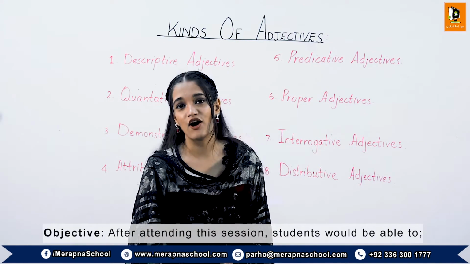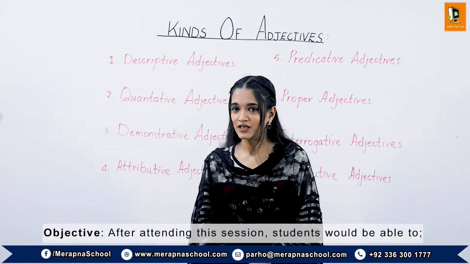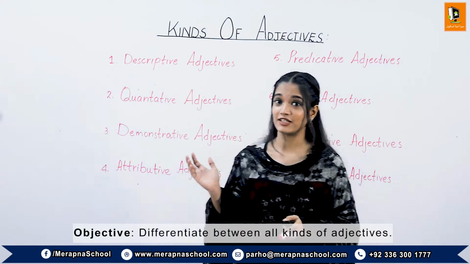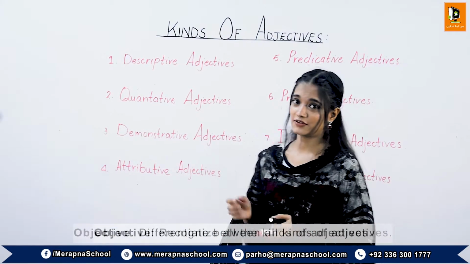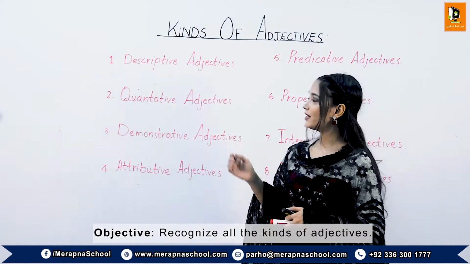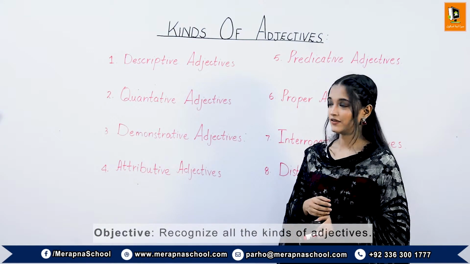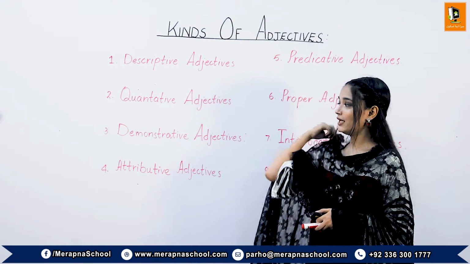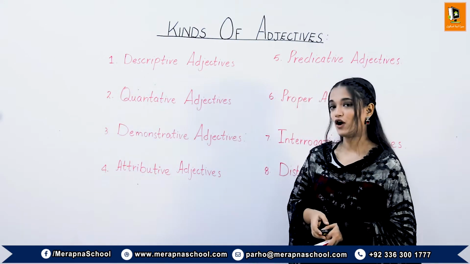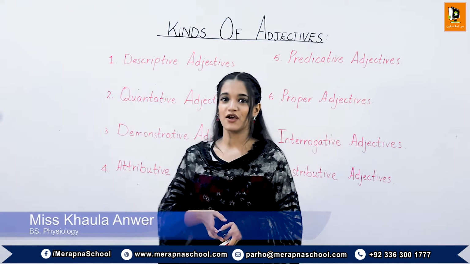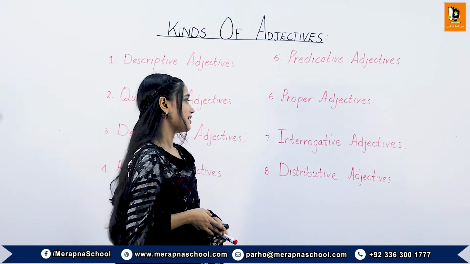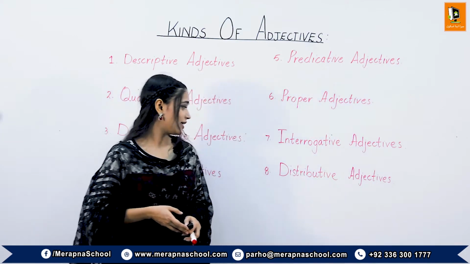In this session we are going to talk about how many kinds of adjectives are present, and a little bit of detail of each kind. There are many kinds of adjective, but there are 8 kinds present here. The first one is descriptive adjective. The second one, quantitative adjective. Number 3, demonstrative adjectives. 4th, attributive adjectives. 5th, predicative adjectives. 6th, proper adjectives. 7th, interrogative adjectives, and 8th, distributive adjectives.